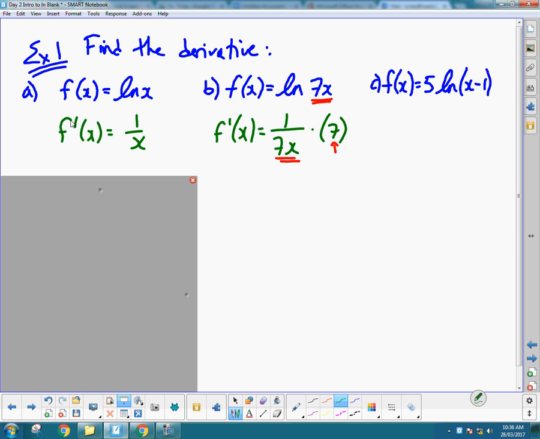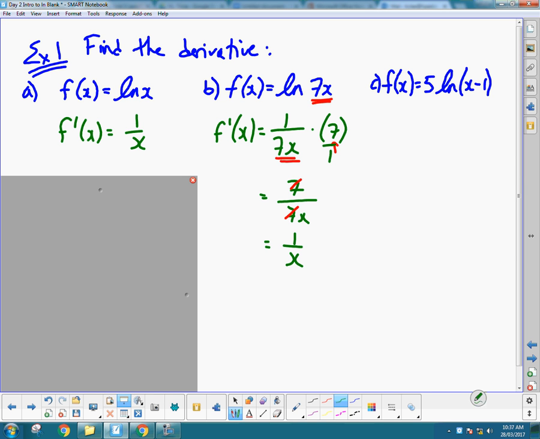Now this is going to make things a little bit easier. 7 is 7 over 1, so times 1 over 7x, and then notice that the 7s will cancel. And so it's 1 over x as well. It's not always going to cancel to 1 over x. However, there is a reason why this one, the derivative of ln x and the derivative of ln 7x, is also 1 over x. It sounds like a pretty good thinking question for later on.